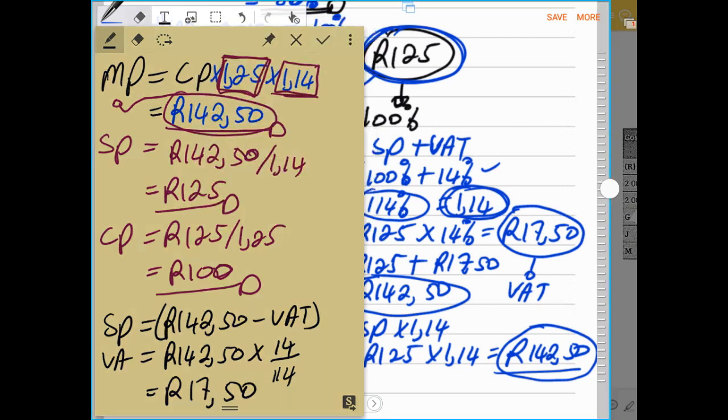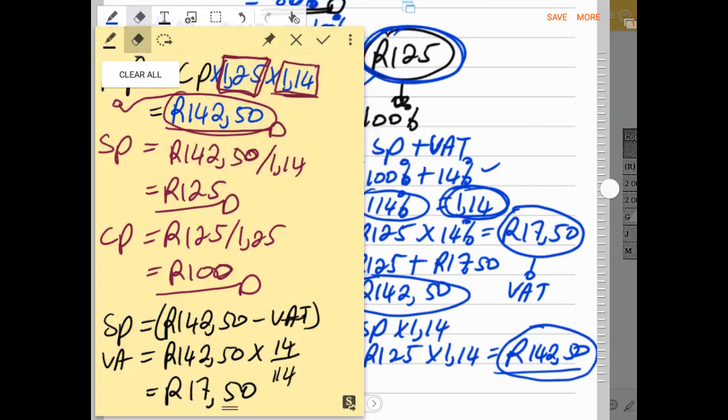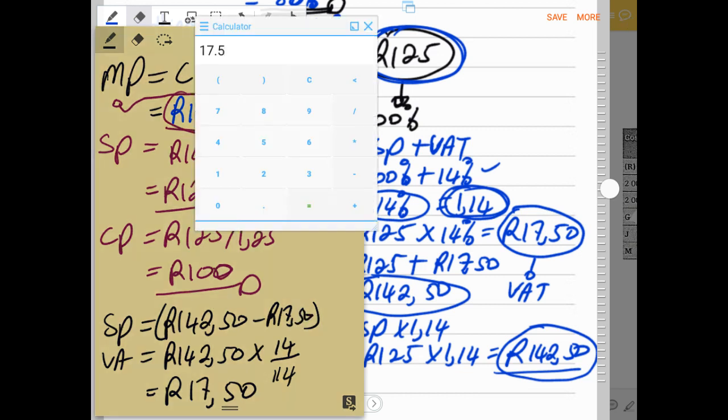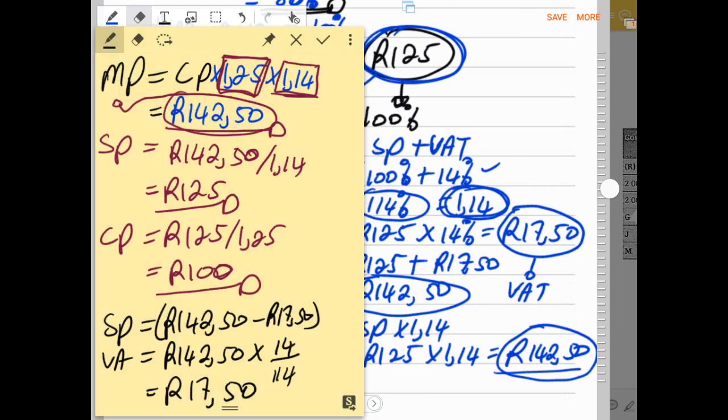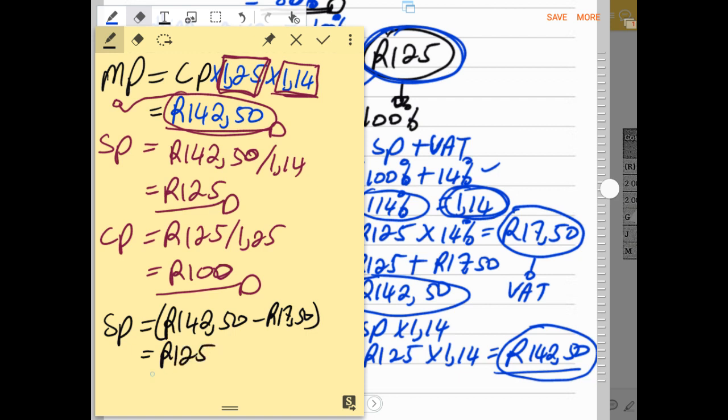Therefore, we just subtract our VAT, which is 17 rand 50 cents. If we do so, it will be 142.50 minus 17.50, and this will be 125, which is the same 125 that we got when we calculated our selling price. So our selling price will be 125 rands. Either way you do it, it does not matter. You'll get to the same amount.